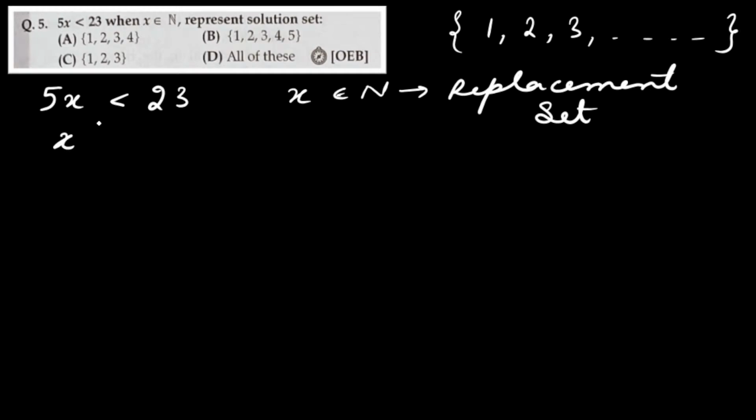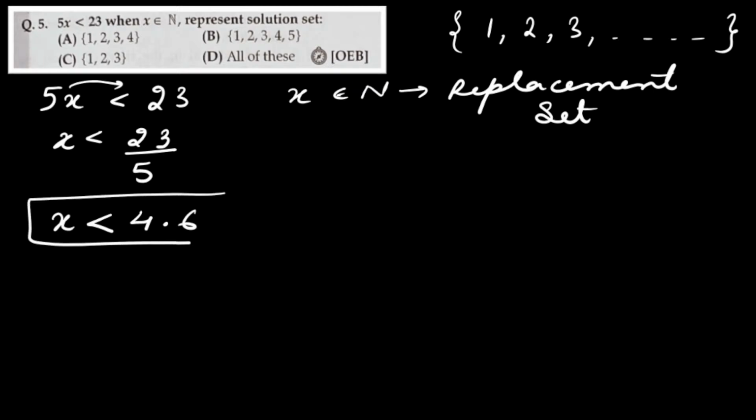Let's find the value. So x, 5 will shift to the other side. X is less than 23 by 5, because here 5 is getting multiplied. When we shift it to the other side, 5 will get divided. So x is less than 23 divided by 5. If you divide it, 5 into 4 is 20, decimal will come. I hope everyone knows division. 4.6 we will get. Yes, so x is less than 4.6. But we have to choose numbers from the set of natural numbers. So this is the number line.